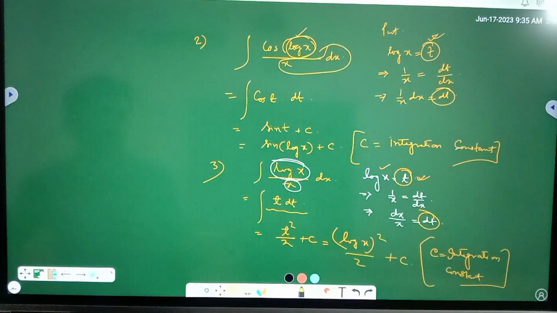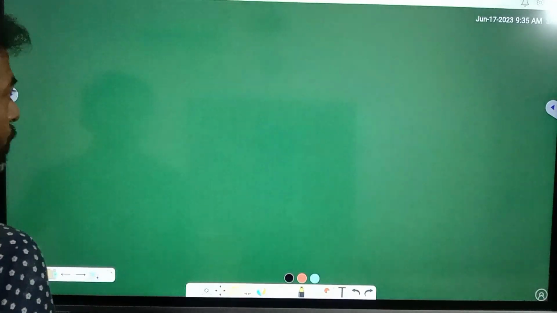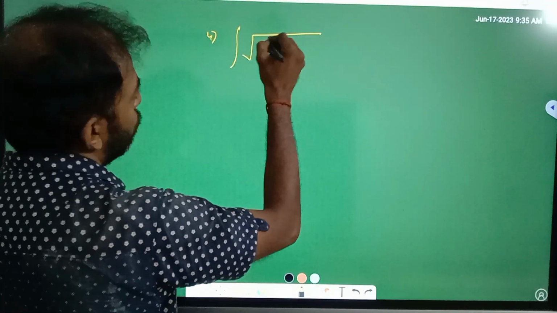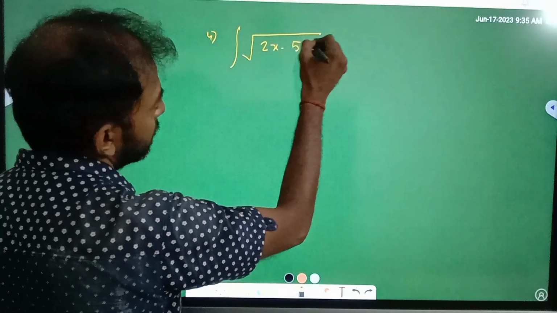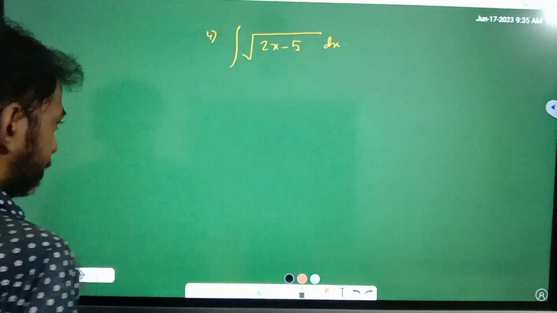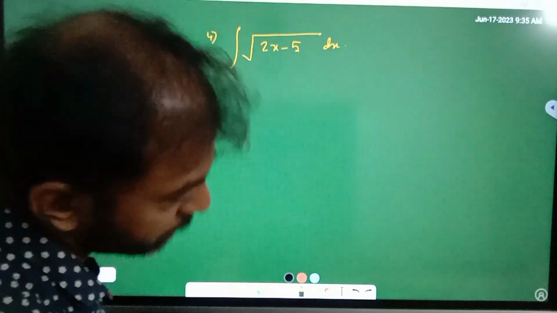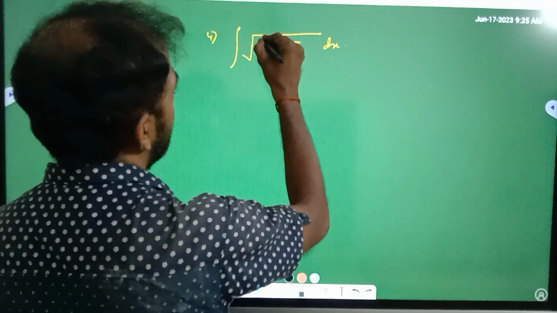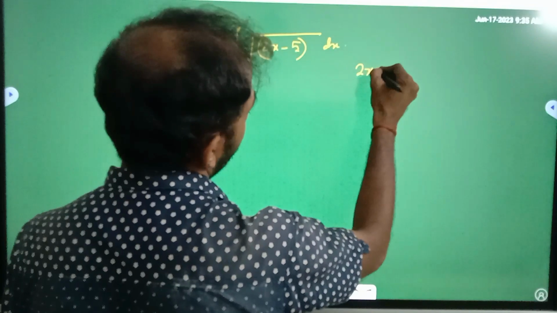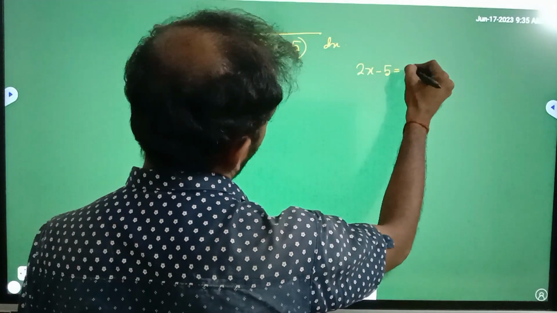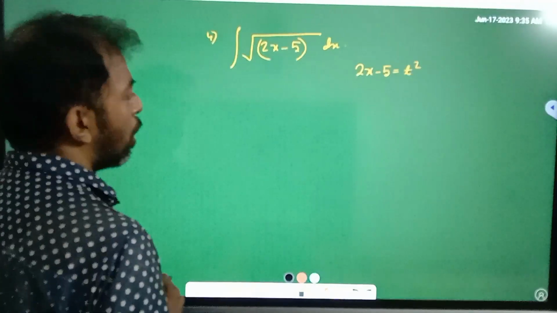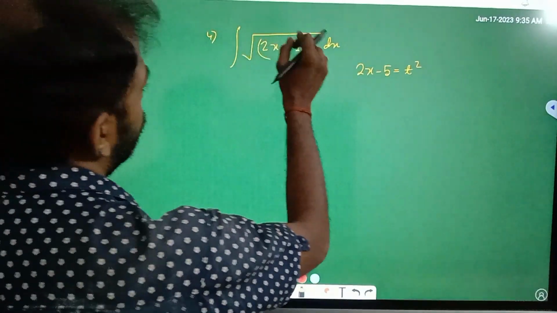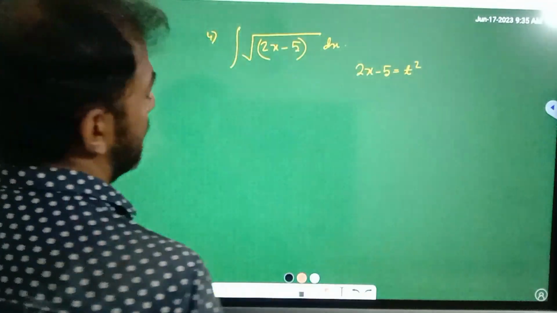So these are the basic problems. Now we are considering this type of problem. Number 4, integration root under 2x minus 5 dx. What will be the procedure here? The procedure will be, here we need to consider 2x minus 5 equals t square. Why? Because if we consider 2x minus 5 equal to t square, then root under 2x minus 5 will become just t.